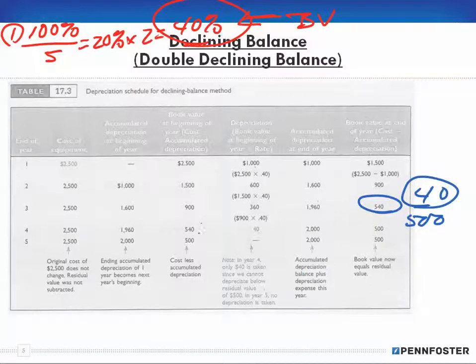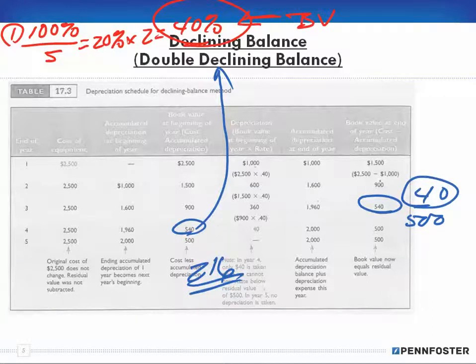Well, I'll do the calculation, right? I'll take 540 and multiply it by the 40%, and I find out that I get $216 in depreciation. I can't take the full $216 in depreciation. I can only take the $40. And that's why in this column for the year, the depreciation is only $40. Okay? And of course, I take my accumulated depreciation from the previous year plus the depreciation for this year gives me my new accumulated depreciation of 2000.